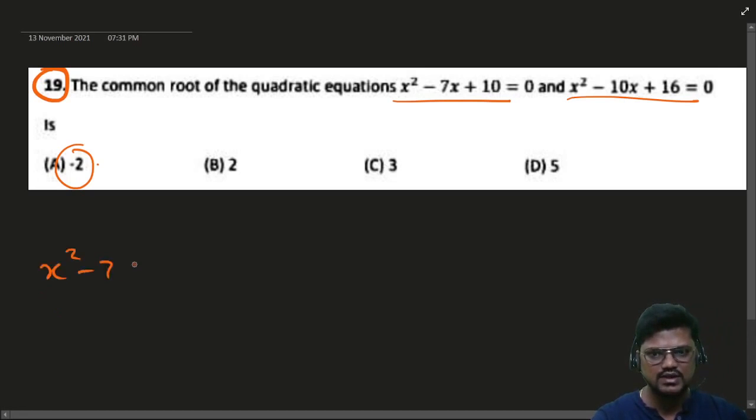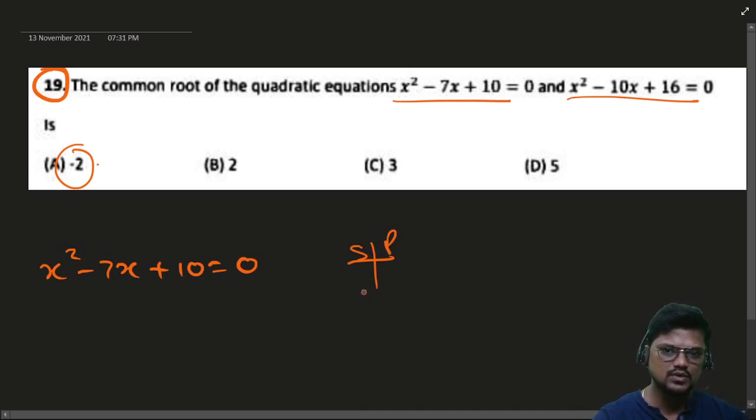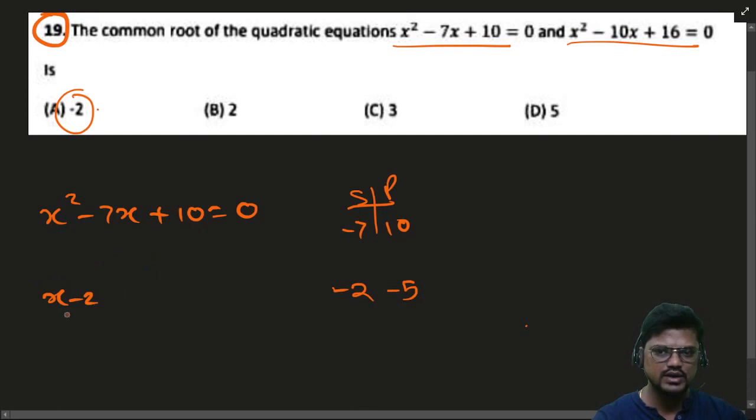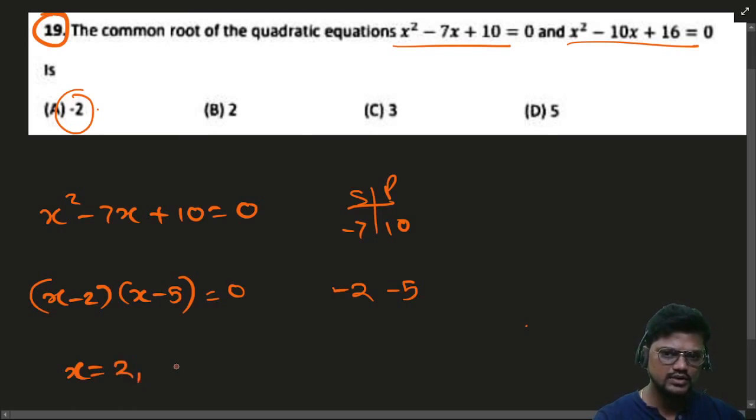X square minus 7x plus 10 equals 0. The sum required is minus 7, product required is 10. So the two numbers are 2 and 5. Sum is minus 7, no? So minus 2 and minus 5. So the factors are x minus 2 and x minus 5, which will be equal to 0. So the roots will be 2 and 5.